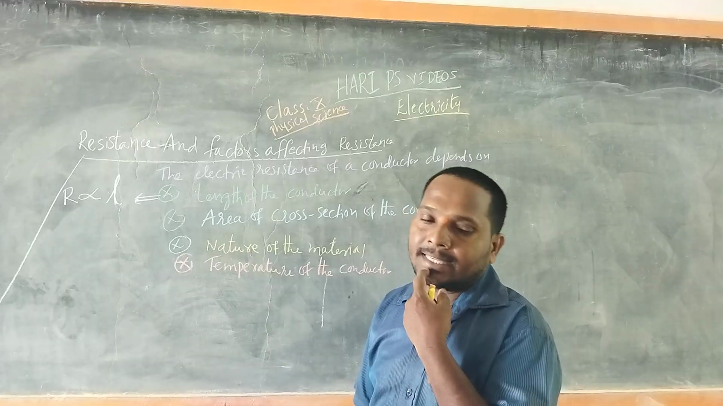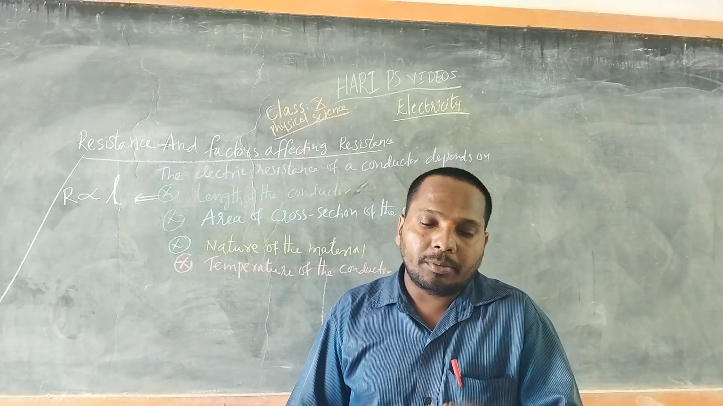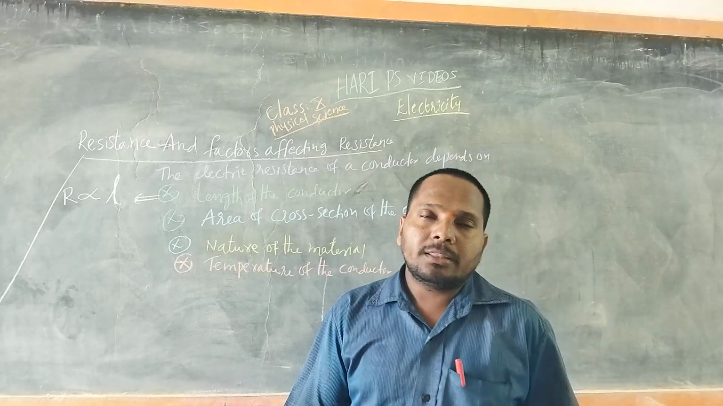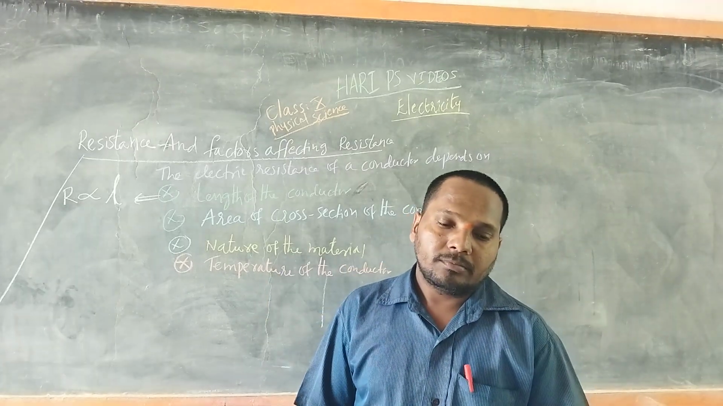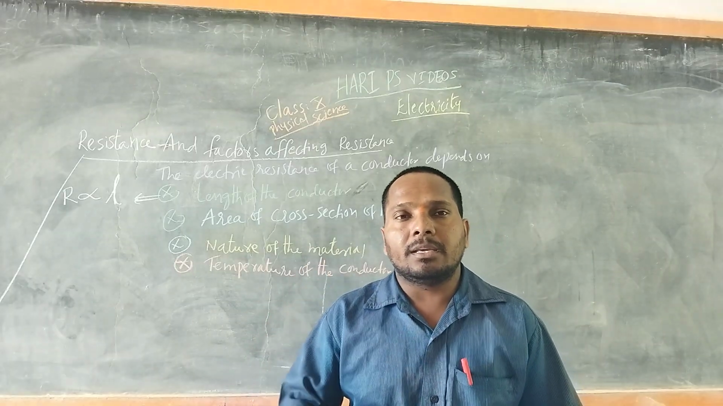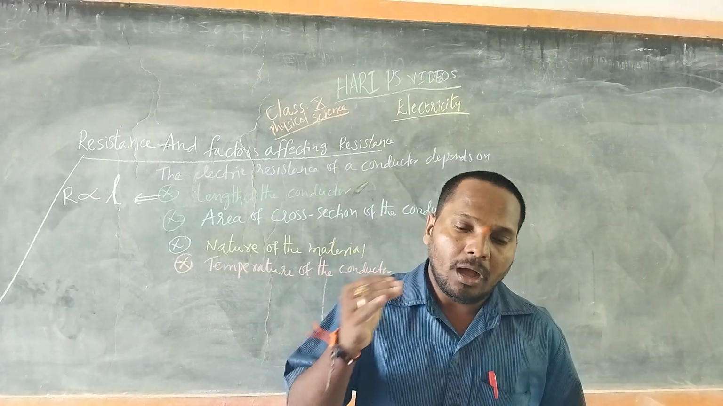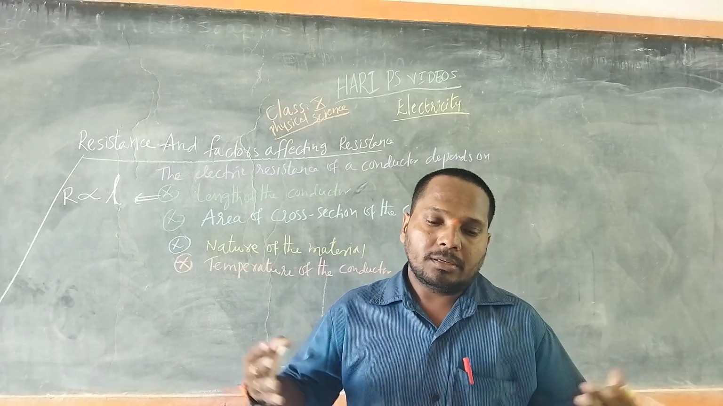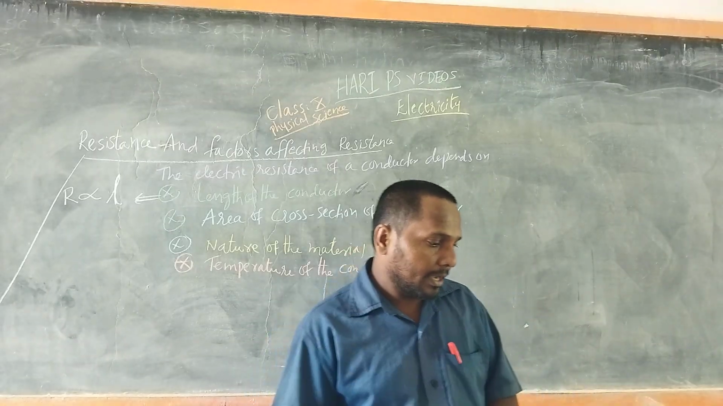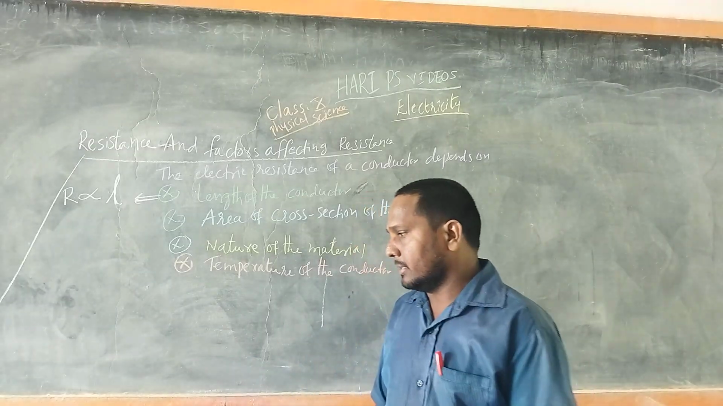R means resistance. Since the resistance of a wire is directly proportional to the length, when the length of a wire is doubled, the resistance also gets doubled. If the length of the conductor is halved, then the resistance of the conductor is also halved. So when we double the length of the wire, then the resistance also increases.